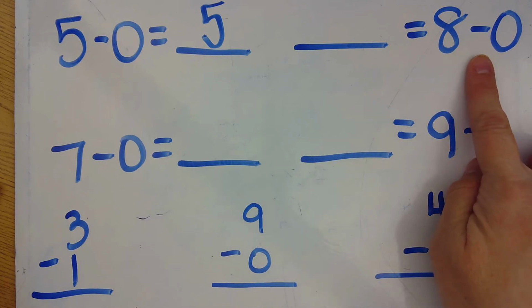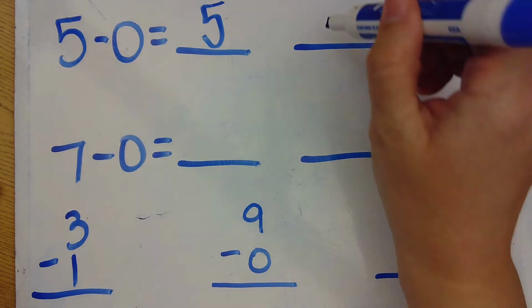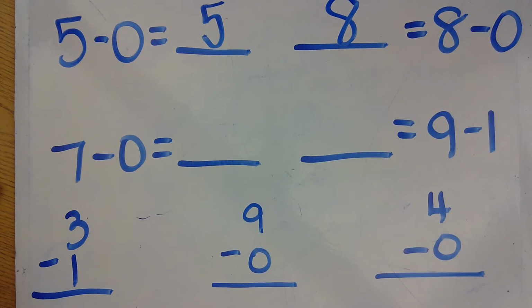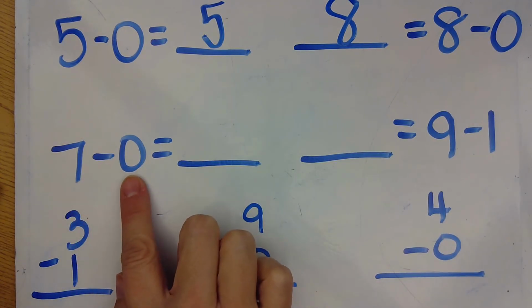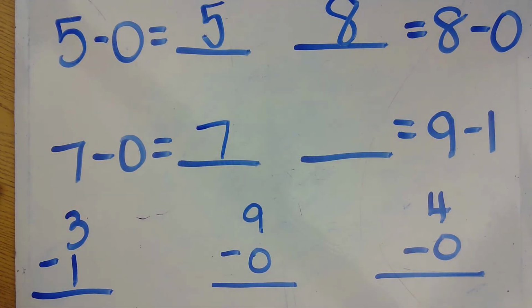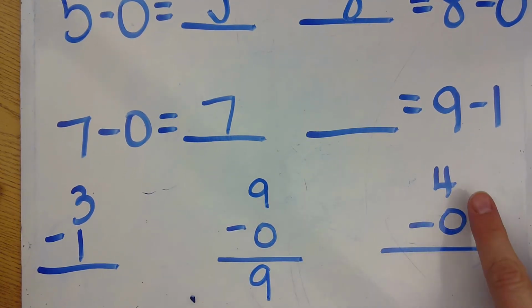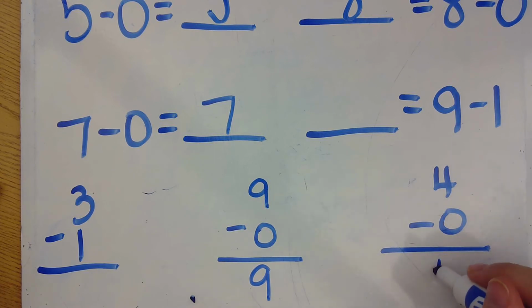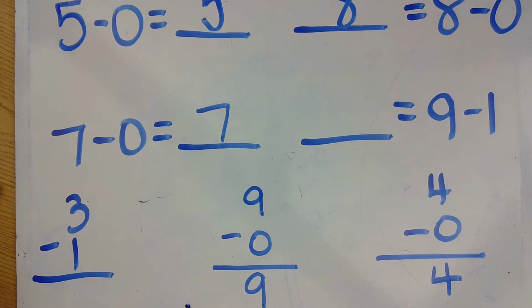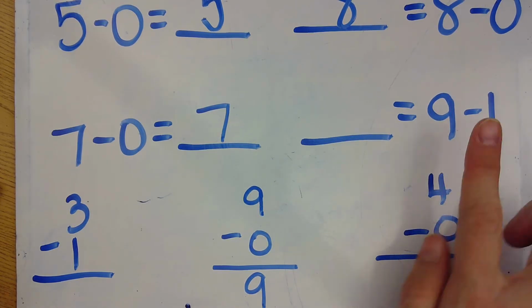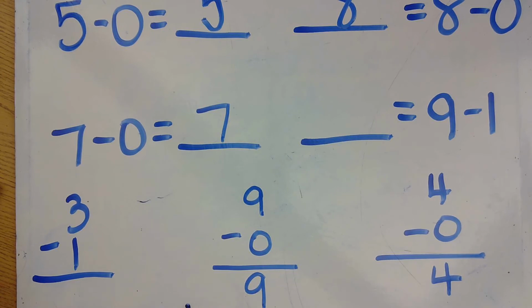Here we have 8 minus 0. 8 take away nothing at all is still 8. 7 take away nothing at all is still 7 because 7's my starting number. 9 take away 0 is going to be 9. And 4 take away 0 is going to be 4. So if we take away 0, we keep the same number that we see at the very start of the problem.